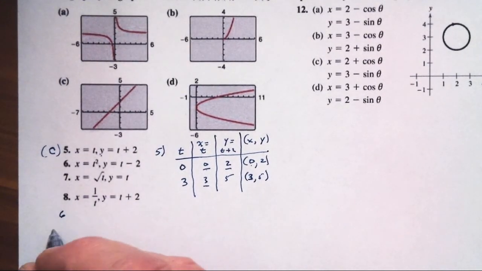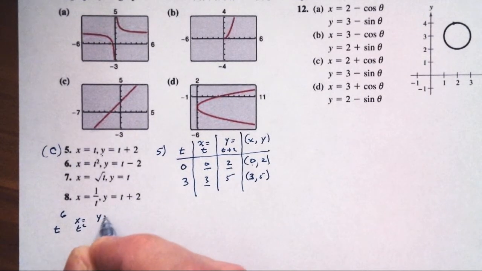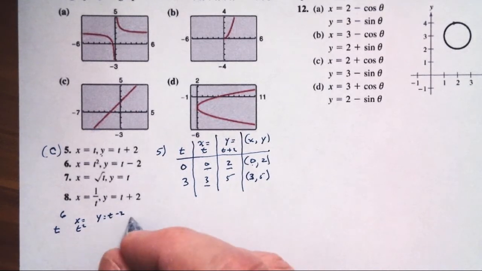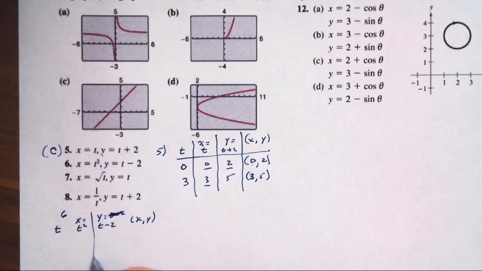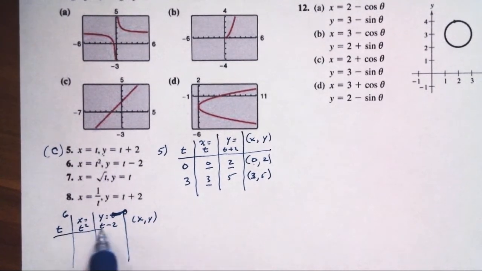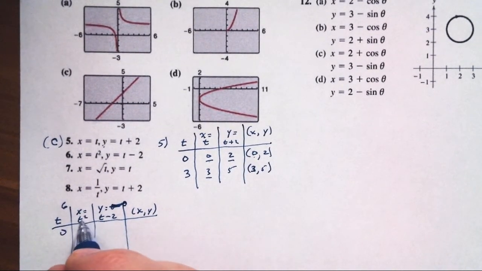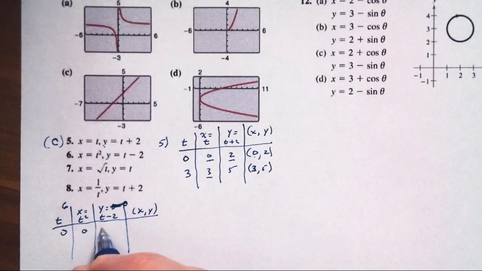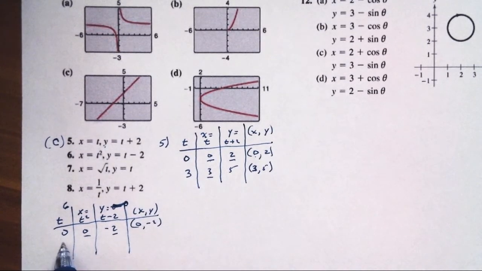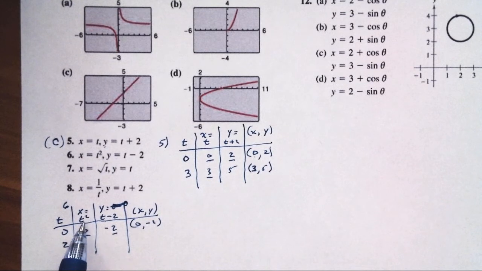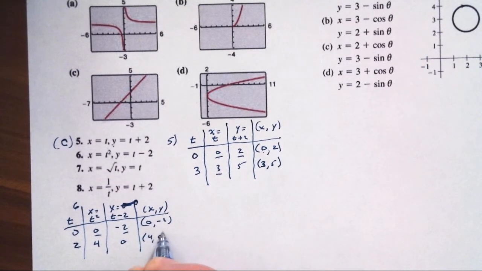So for 6, my chart's going to look like this. I choose t, x is equal to t squared, y is equal to t minus 2, and that will give us our xy values. I'm just going to pick a couple of values. I'm going to choose 0, almost always do, and x equals 0 squared, 0, y equals 0 minus 2, negative 2, for 0, negative 2. And then I'm going to pick 2 here. If t is 2, x is 2 squared, 4, and y is 2 minus 2, 0, 4, 0.